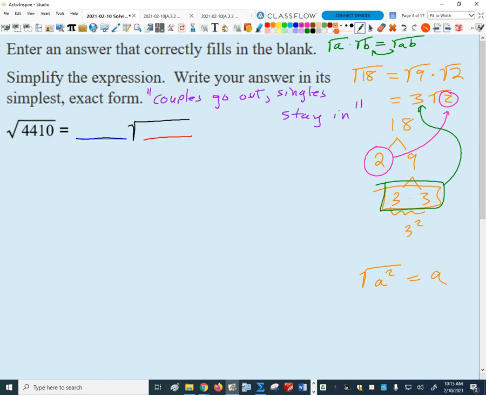Have you guys ever seen this before? Couples go out, singles stay in. Okay, so you've seen this stuff before. Good, so then this will go quicker. So let's do this with 4410. I want you guys to just work on this on your own for a second, and then we'll come back together and talk about it.